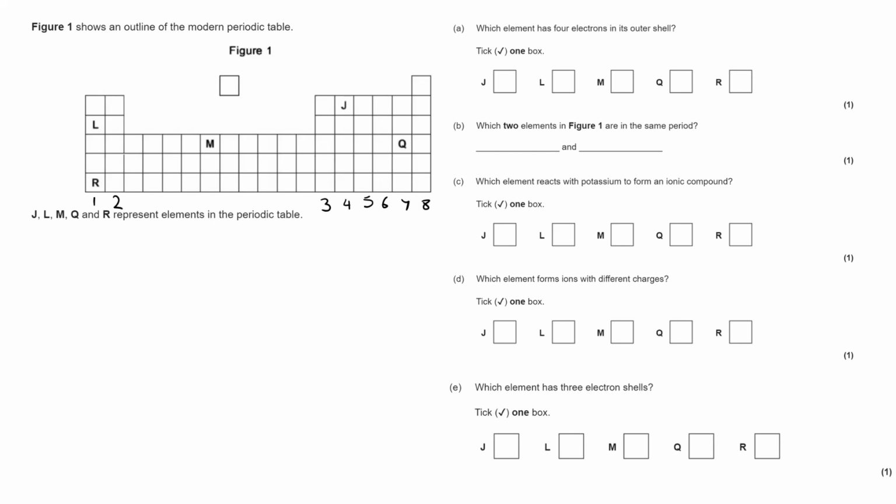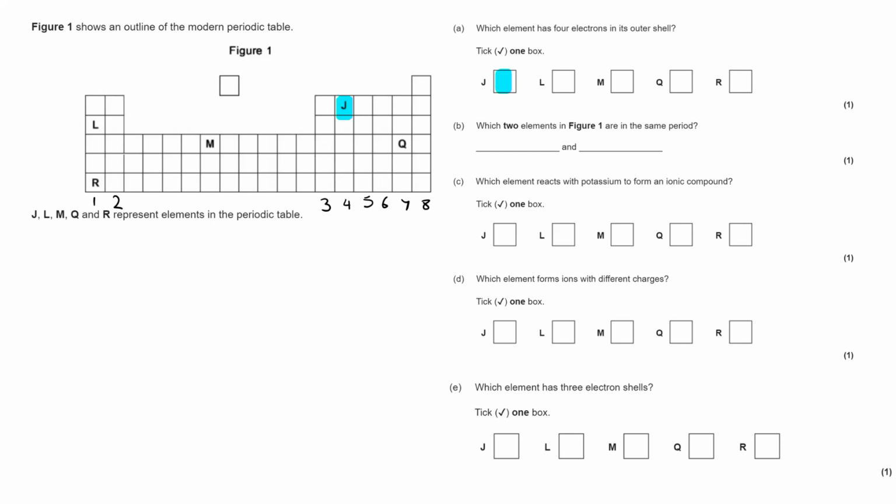So then we take a look at what might cause it to have 4 electrons in its outer shell, or where we would look for something that has 4 electrons in its outer shell. And the answer that we're looking for here is J. It's in group 4. The group number is equal to the number of electrons in the outer shell.